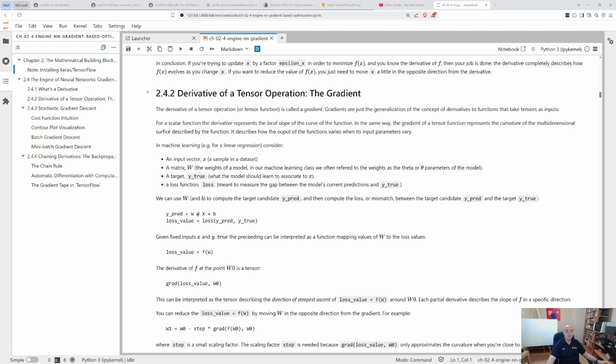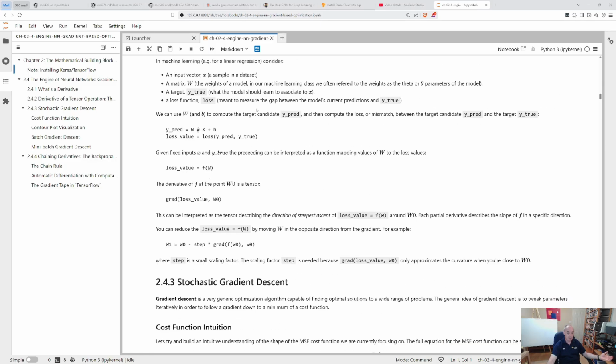You might often see those referred to as theta. So the theta parameters are the parameters of this sort of transformation that we're going to do. So you have the inputs, you have your trainable parameters, whether you call those W or theta. You have the target, the true label, and you have some loss function, which is meant to measure the gap between the model's current predictions and y true.